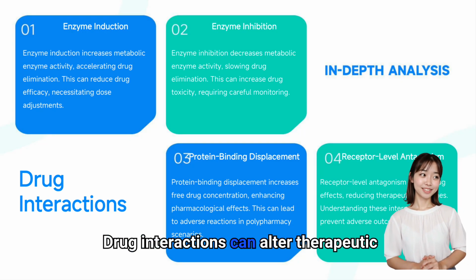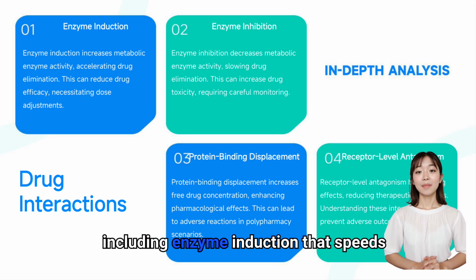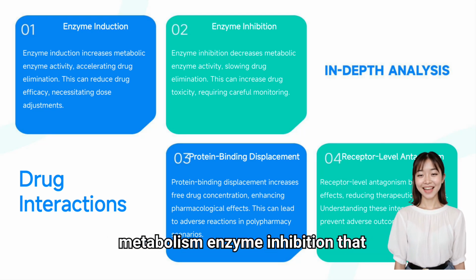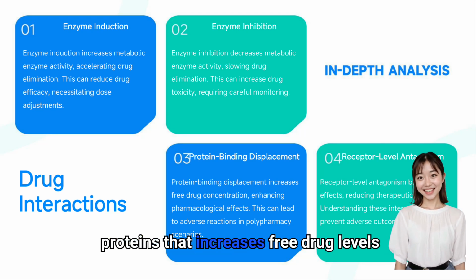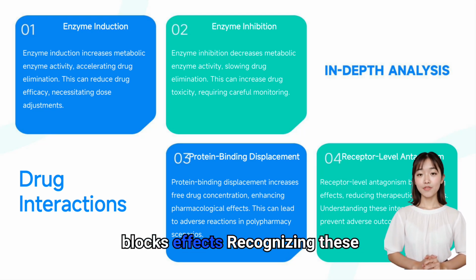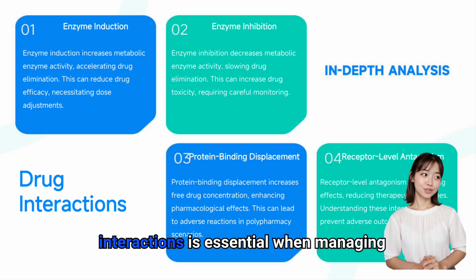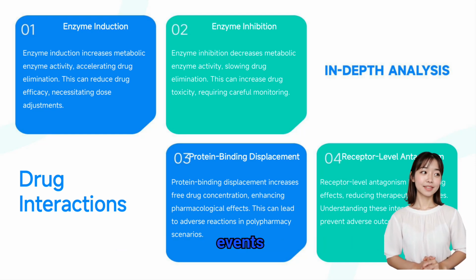Drug interactions can alter therapeutic outcomes through multiple mechanisms, including enzyme induction that speeds metabolism, enzyme inhibition that slows it, displacement from plasma proteins that increases free drug levels, and receptor-level antagonism that blocks effects. Recognizing these interactions is essential when managing polypharmacy and preventing adverse events.